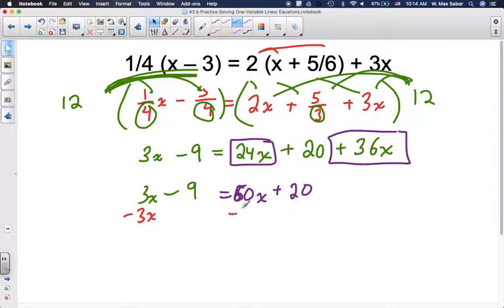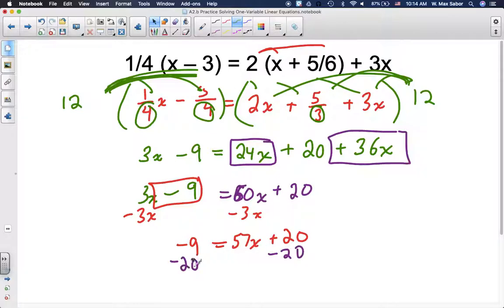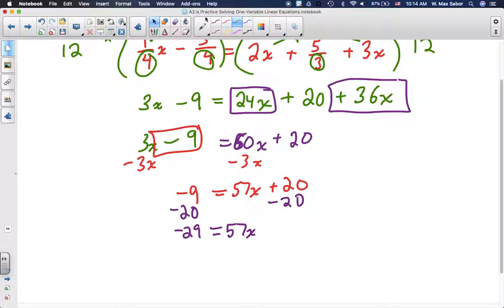Now we want to get all the variables on the same side. Subtract 3x to get 57x plus 20 equals, please be careful, that negative is attached to the 9, not to the 3. That's why we subtracted 3x, even though this was subtraction. It was a positive 3x, so we subtracted. Minus 20, minus 20, negative 29 equals 57x. Last step, this is 57 times x.